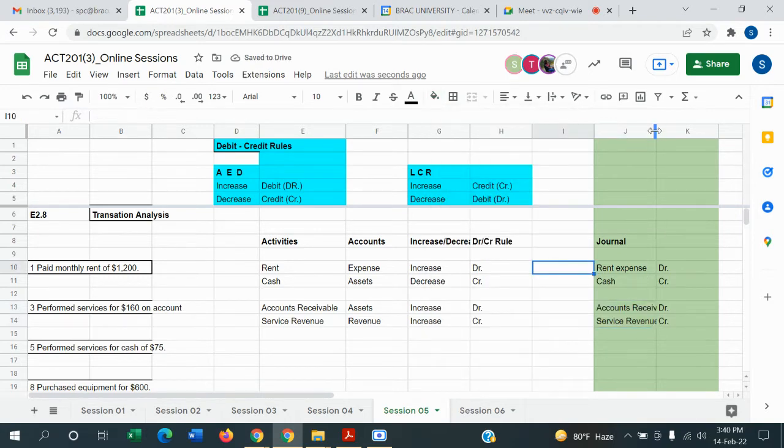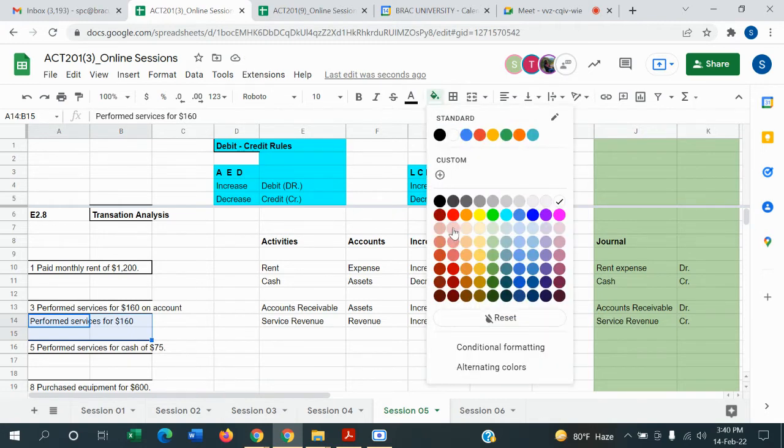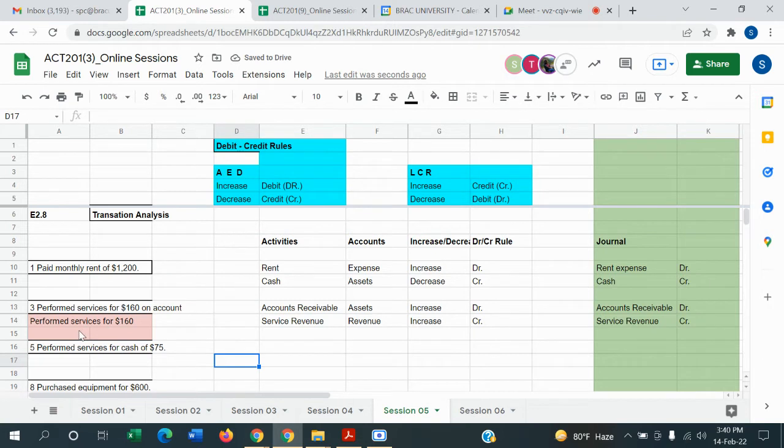So accounts receivable debit and service revenue credit. In this case, if they just mention perform service of 160, service revenue. Okay. Now the question is, did they mention that they have received cash? No. So the rule is that if they don't mention that they have received cash or they have paid cash, we always should consider it on account.